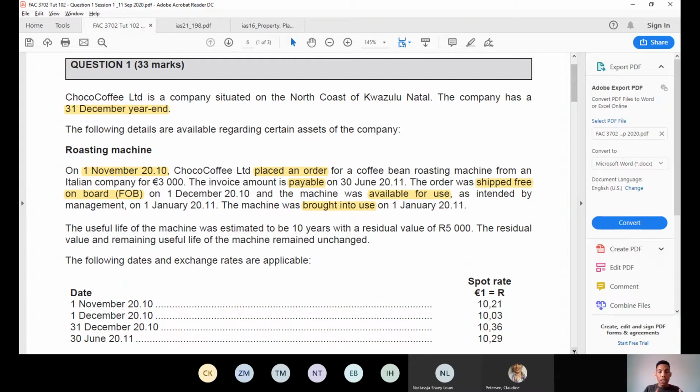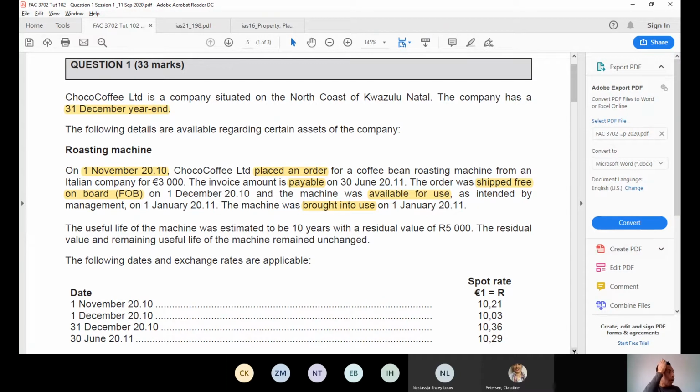The machine was available for use as intended by management. It appears that everything happened on the same day, because 1st of December is available for use. It was shipped free on board on 1st of December, and on the same day it was available for use, right? So that statement assists you in terms of the trigger for depreciation. When should depreciation start? When it's available for use as intended by management.